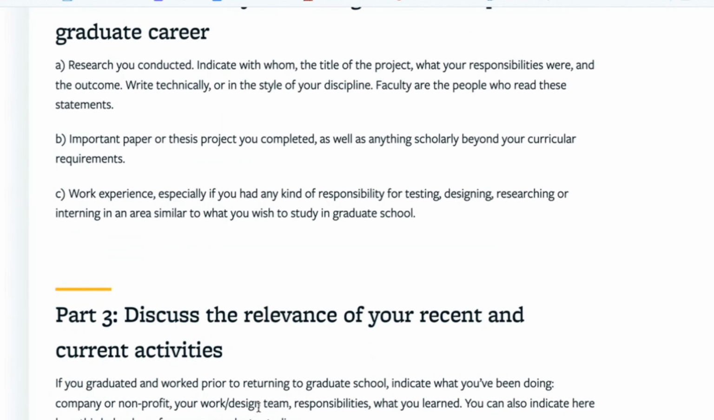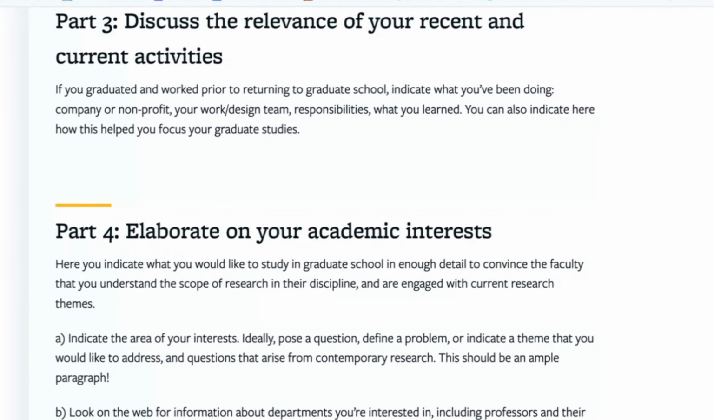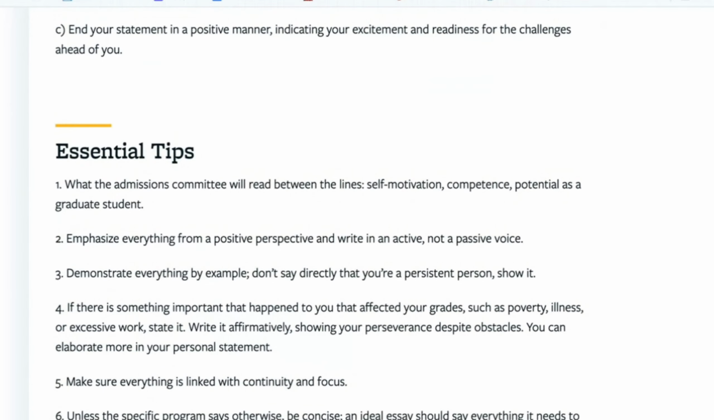And part 4, elaborate on your academic interest. All right. So here they have stated everything, and they give essential tips. They said approximately 500 to 1,000 words, so 1 to 2 single-spaced pages in 12-point font. So that is why it's very important to read.